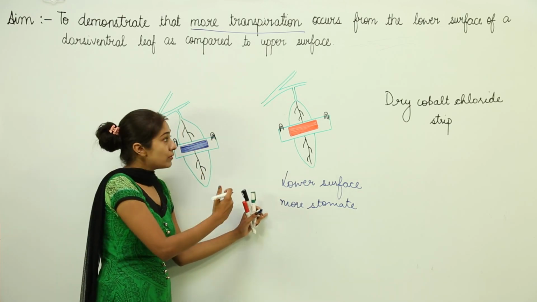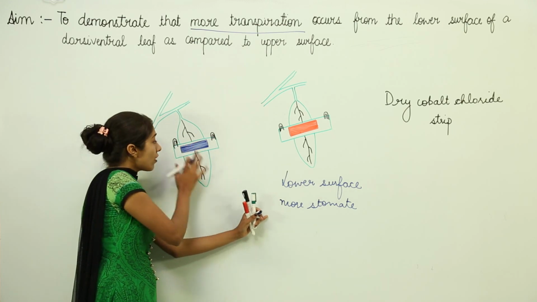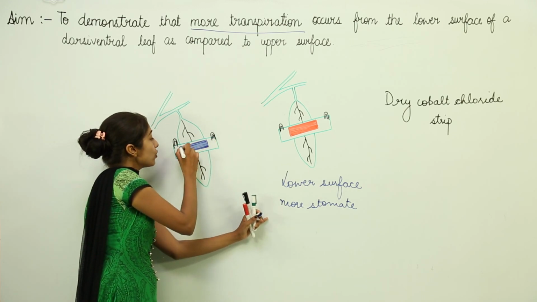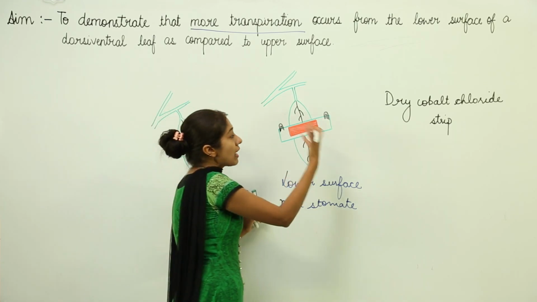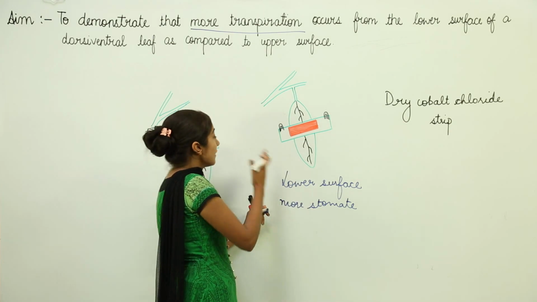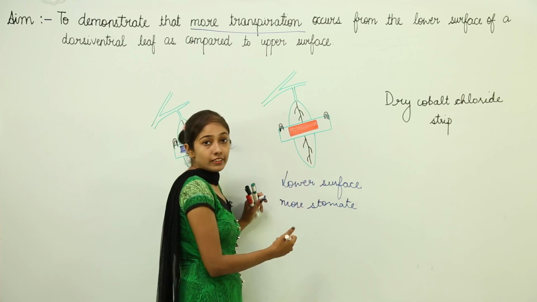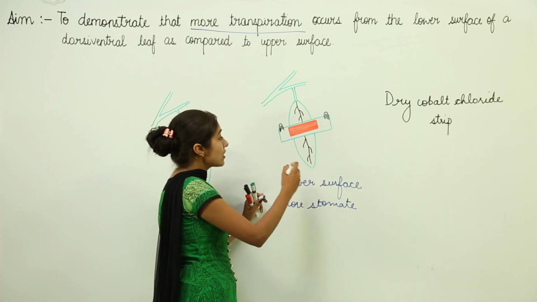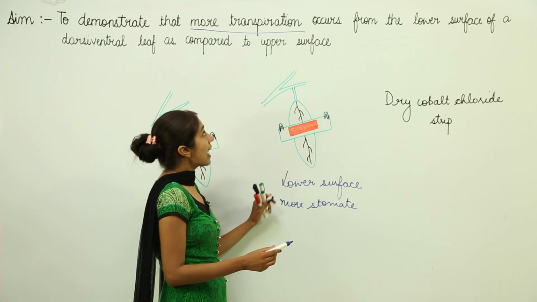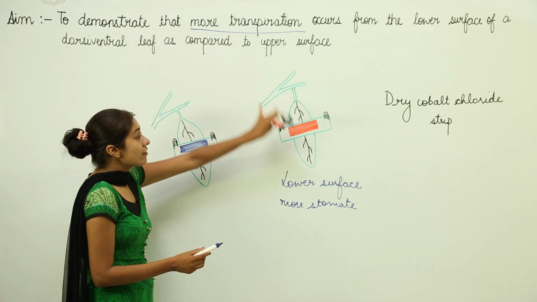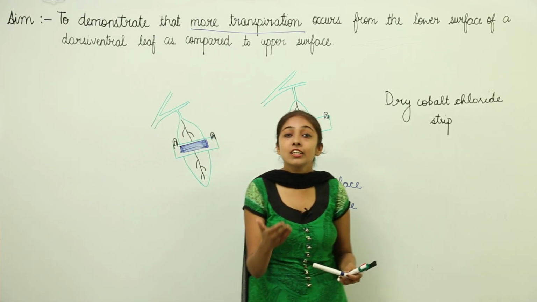So, remember, for this experiment you just need leaves, right. On one side you need to use this cobalt strip on the upper surface and you need to use this cobalt strip on the lower surface also. The surface which is going to show a faster change in color means that surface is going to show a greater rate of transpiration, and this experiment proves that there is more transpiration occurring at the lower surface of the leaf because of the presence of more stomata at the lower surface.